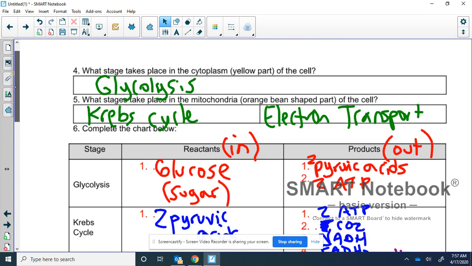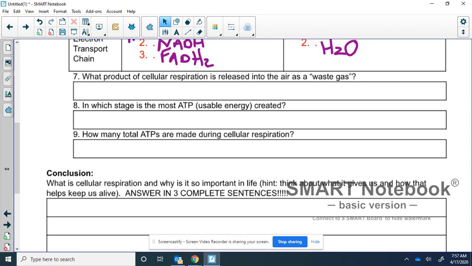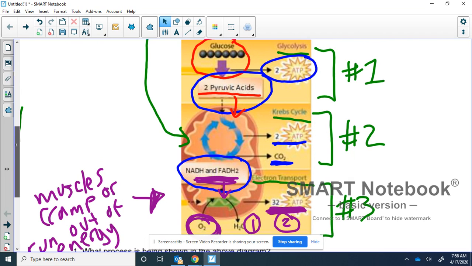Okay, next question. What product of cell respiration is released into the air as a waste product? So what are we breathing out, in other words? So I know off the top of my head that we breathe out carbon dioxide, or CO2. If you needed to use the chart to find that, I would look for something coming out that's a gas. So ATP, not a gas, ATP, not a gas. Here we go. CO2 is a gas. We're getting rid of it. Therefore, that's the answer.